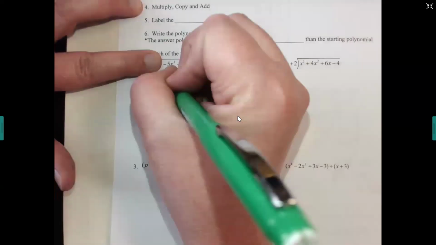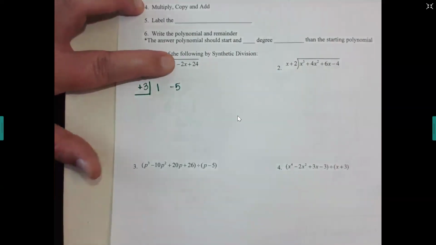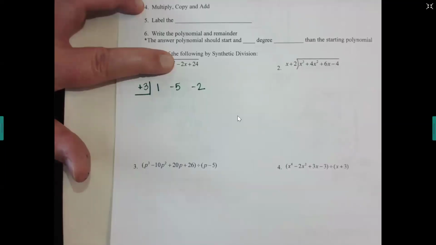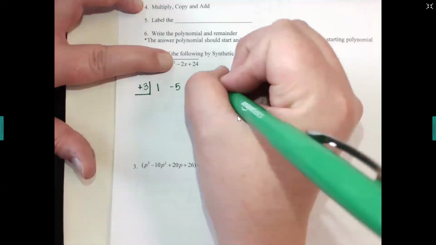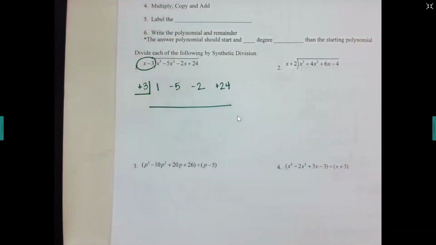Next term is a minus 5x2. Next term is a minus 2x. And then a plus 24. Now notice I'm not including all the x's because I already know that they're going to go in order. Because if they didn't go in order, I would have already fixed that. Okay, then here's the process.